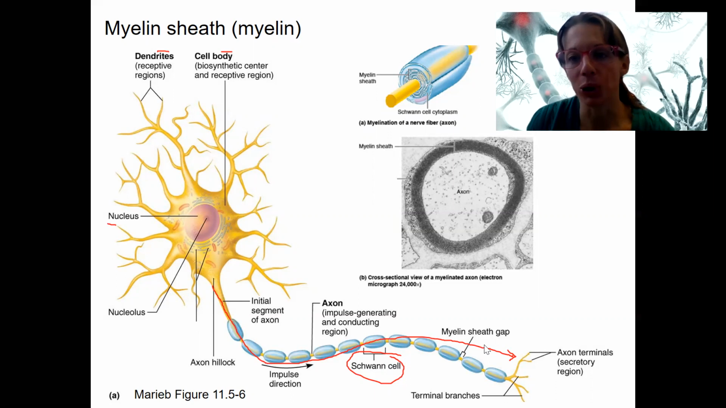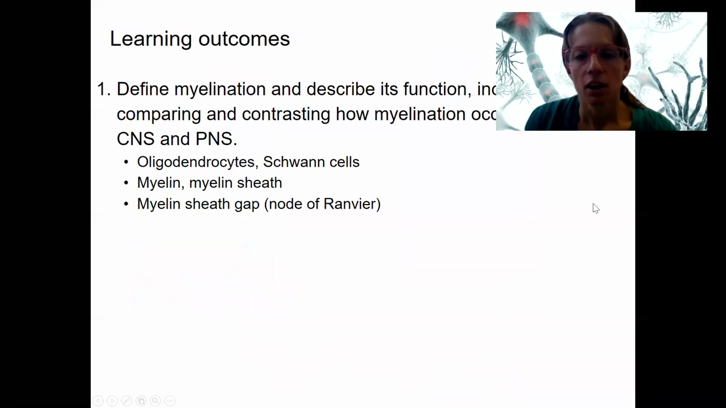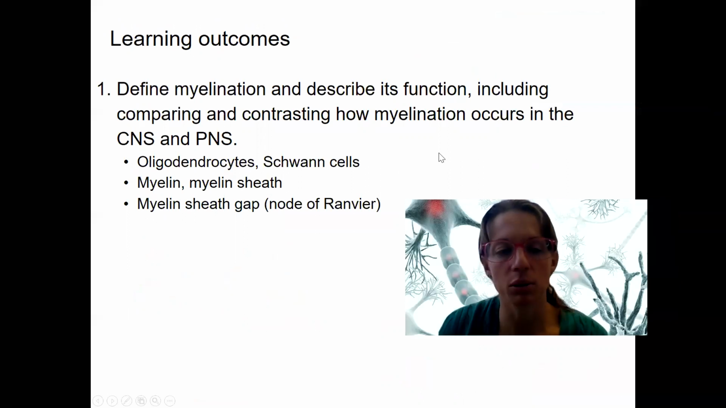For now, though, I do want you to know what myelin is, what forms it, and then generally what its function is in terms of increasing electrical conduction. I think that should be consistent with what this says here: define myelination and describe its function, including comparing and contrasting how myelination occurs, so really what the cells doing that are in the CNS and PNS. Here are the two cells that do that. These are just some different ways of saying it. So myelin sheath, same thing.